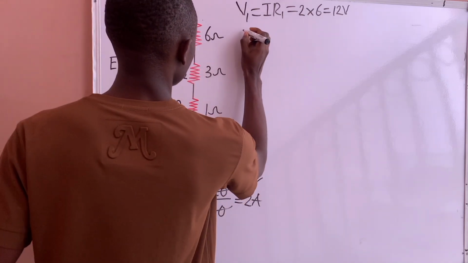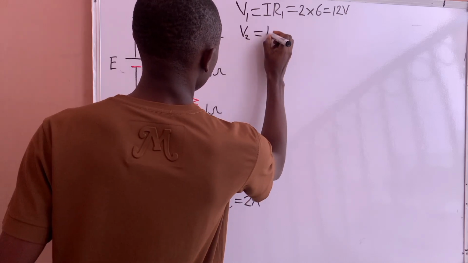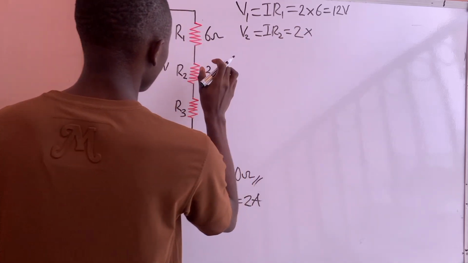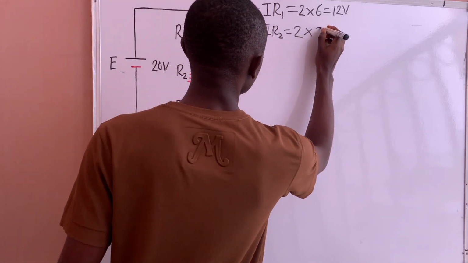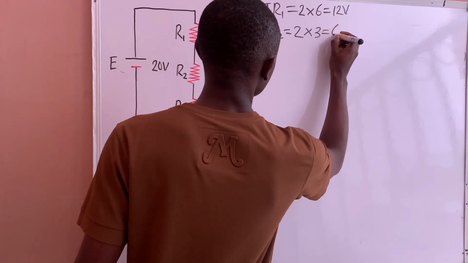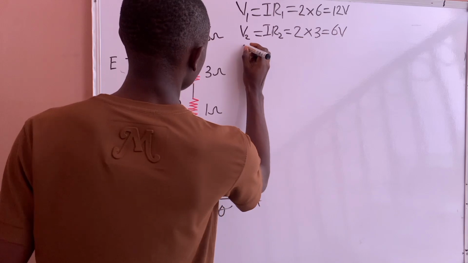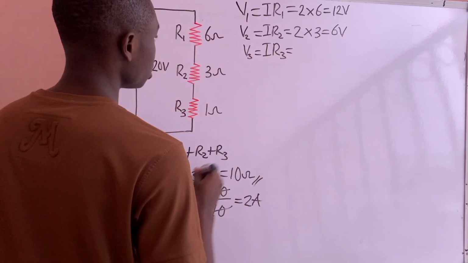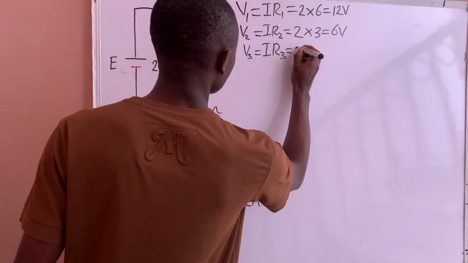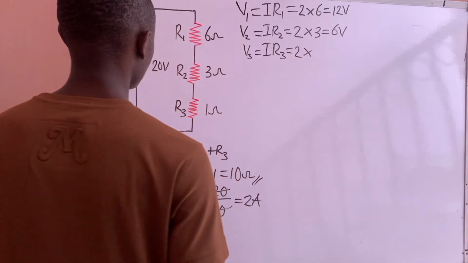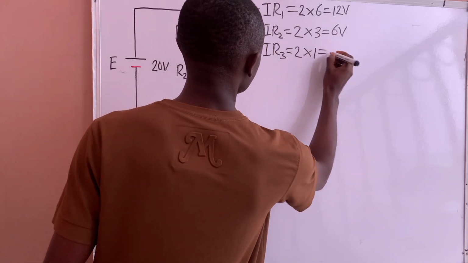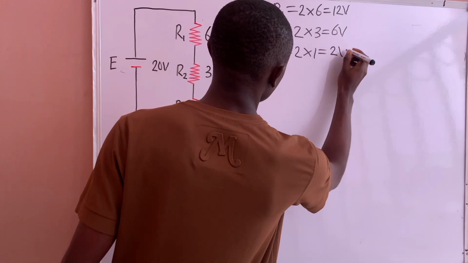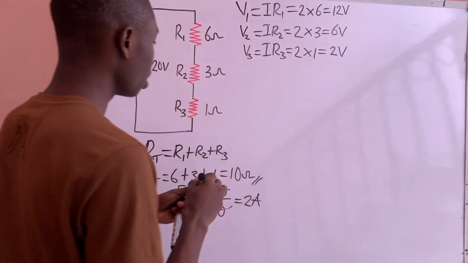For resistor R2, V2 will be I times R2, which is 2, the current, multiplied by the resistance of R2, which is 3 ohms. 2 times 3 is 6 volts. For V3, it will be I multiplied by R3. The current, from our calculated value, is 2, multiplied by the resistance of R3, which is 1 ohm. So the voltage across resistor R3 will be 2 times 1, which is 2 volts.